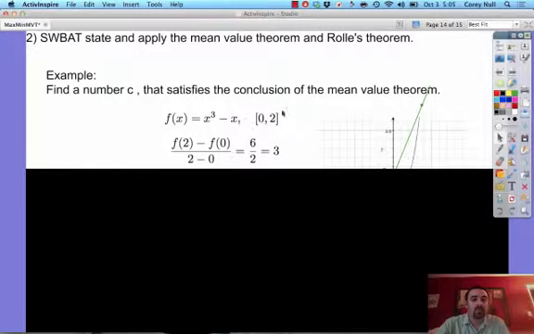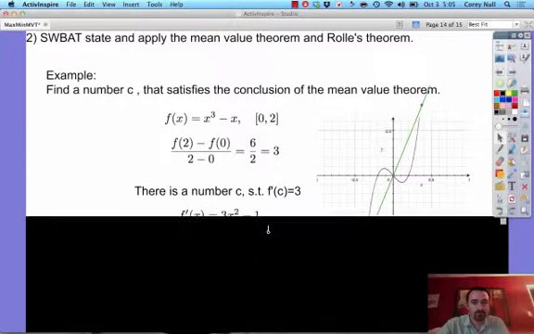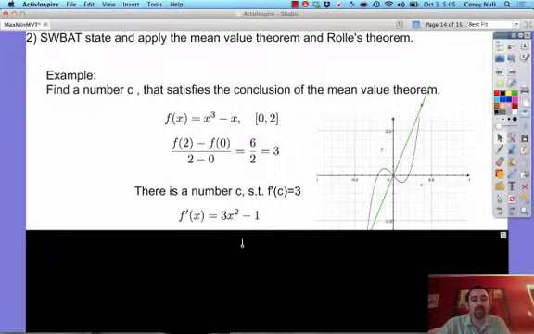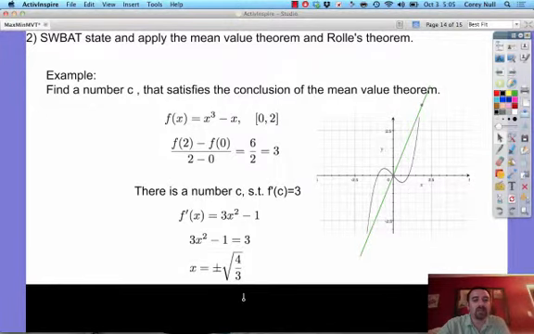So, the mean value theorem says that if I do f of 2 minus f of 0 divided by 2 minus 0, I'm going to get 3. And what the mean value theorem says is that somewhere between 0 and 2, there's a place where the derivative equals 3. Okay, that's what it says. Alright, so the derivative is 3x squared minus 1. So again, the mean value theorem guarantees there's a number between 0 and 2 where 3x squared minus 1 equals 3. Okay, so we just solve for x now. And x equals plus or minus the square root of 4/3.